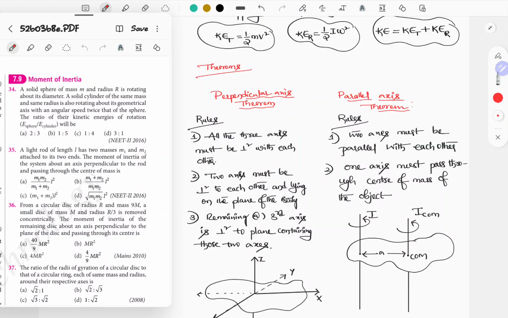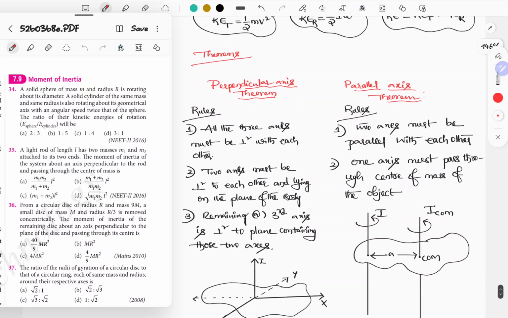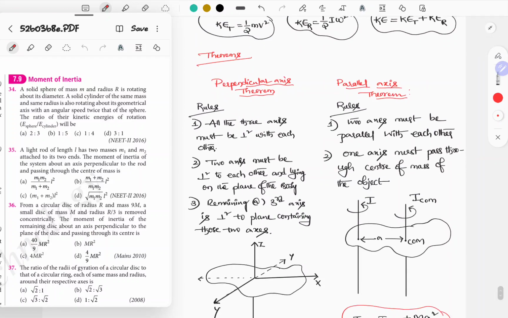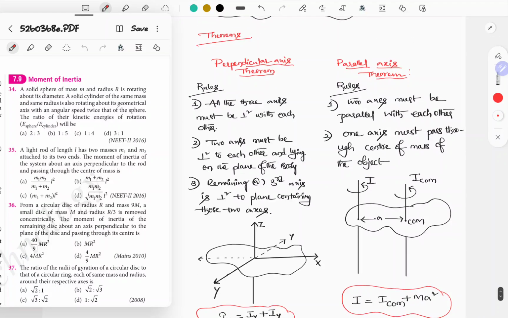One more important thing that we have to learn about moment of inertia is theorems. We have two different types of theorems: the perpendicular axis theorem and the parallel axis theorem. Look at this. I have given certain rules for applying the perpendicular axis theorem and parallel axis theorem. Let me read them out one by one, and try to understand each and every point written over there. Okay, let me start from point to point.